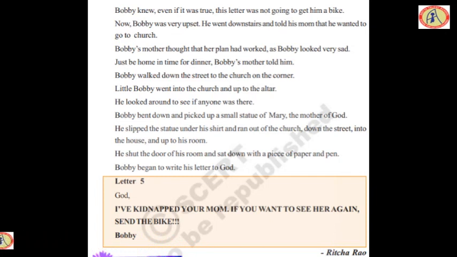He slipped the statue under his shirt and ran out of the church, down the street, into the house and up to his room. Immediately he kept it under his shirt and kept running out of the church until he reached his room. He shut the door of his room and sat down with a piece of paper and pen. Now he shut all the doors, sitting very peacefully, and he started writing. Bobby began to write his letter to God, letter 5, the fifth letter.